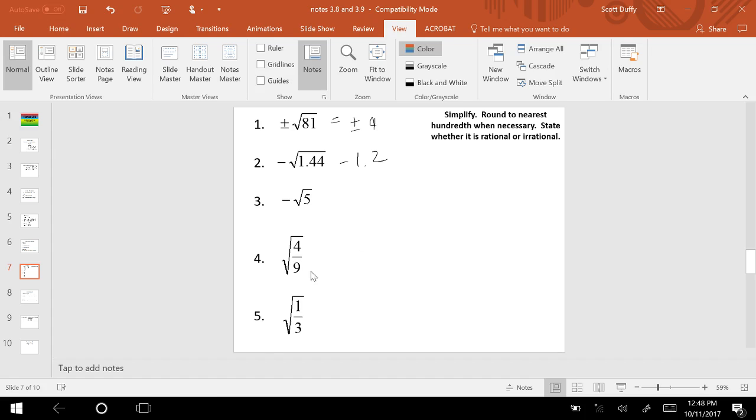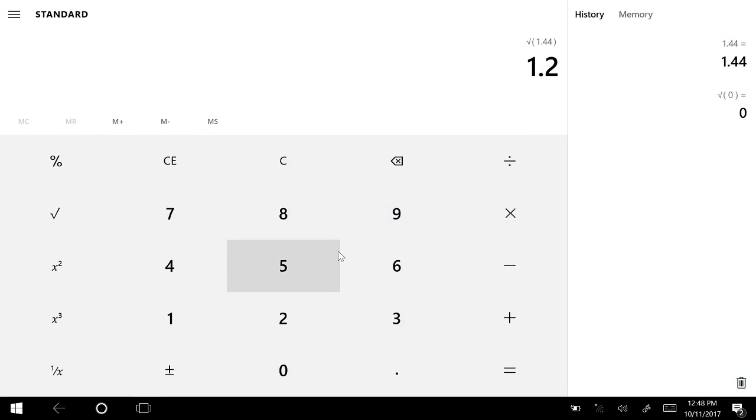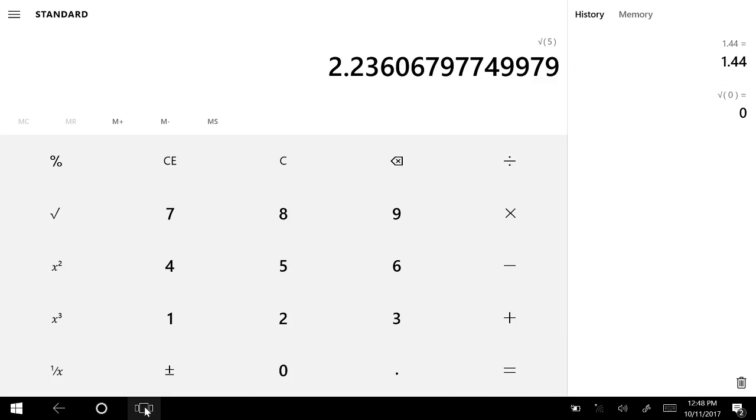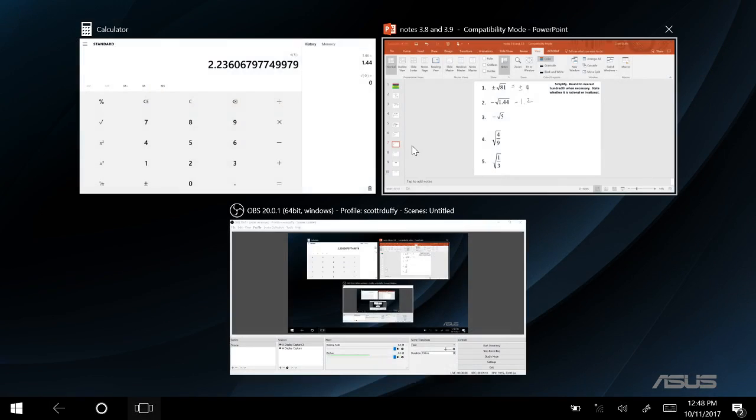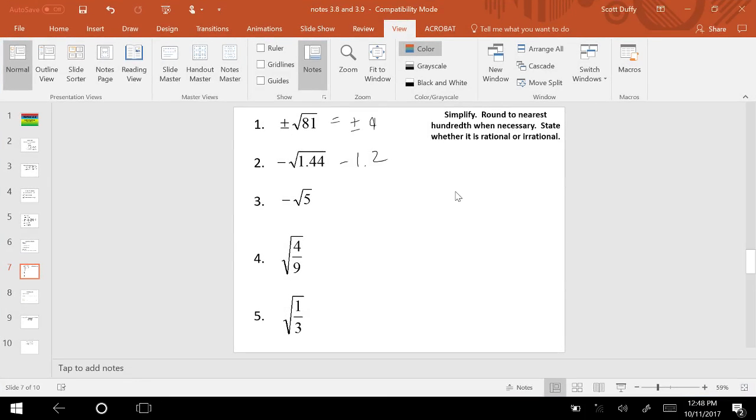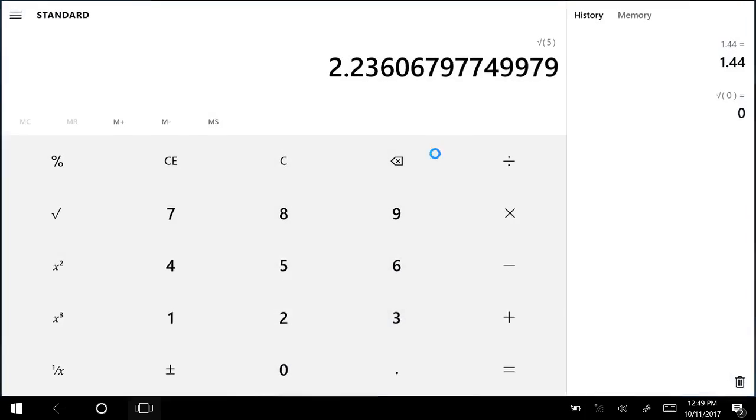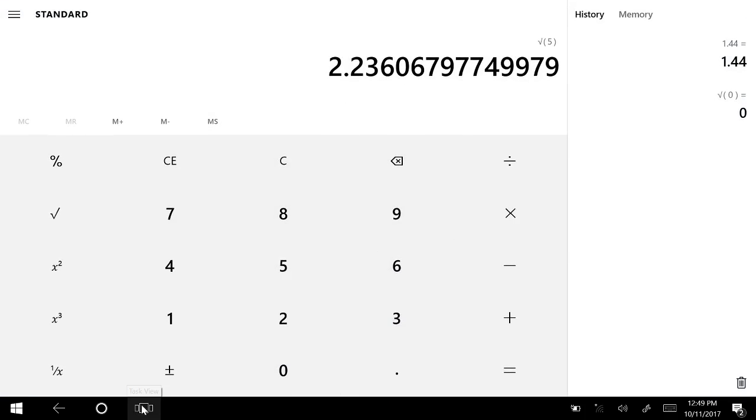And then the square root of 5, going back to my calculator. So I'm going to clear this. The square root of 5 is 2.236. This decimal does not repeat, so it is an irrational number. So these were rational because they ended with whole numbers or just plain decimals. This one would be irrational because it was 2.23606, a non-ending decimal.